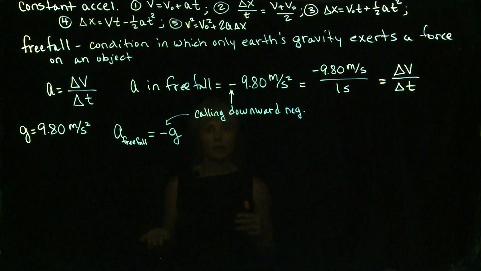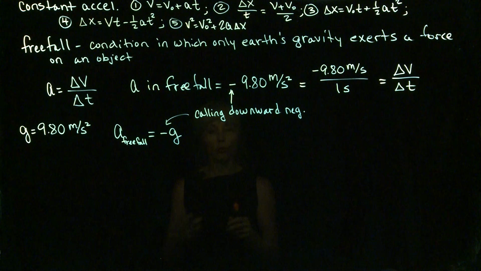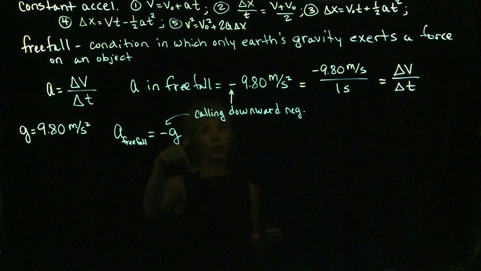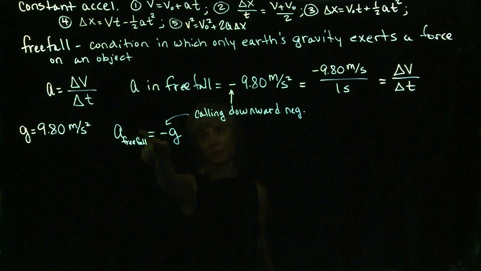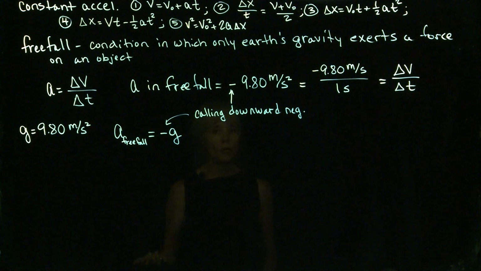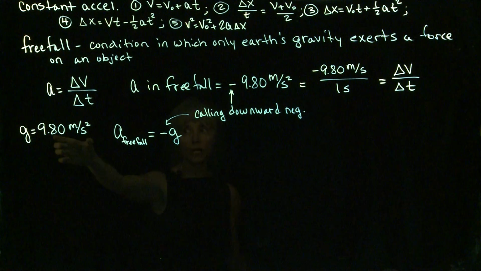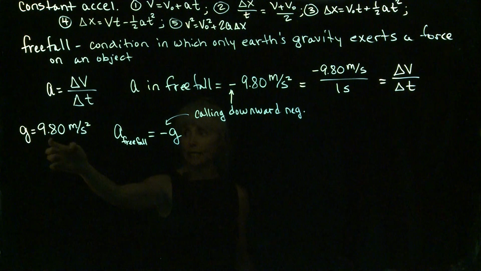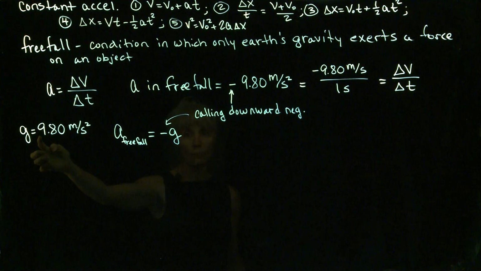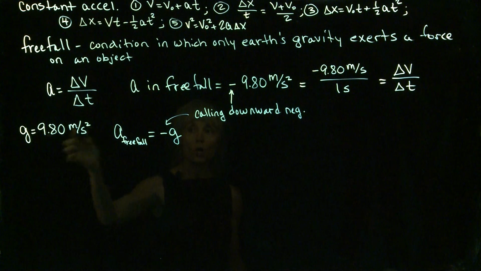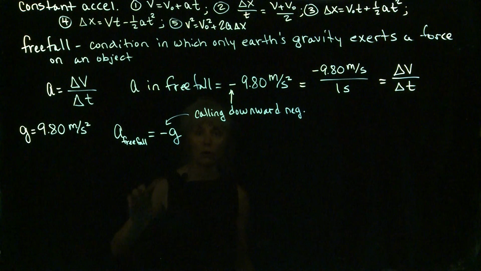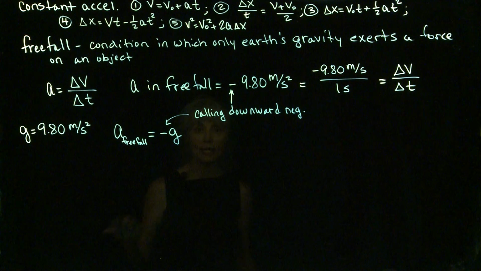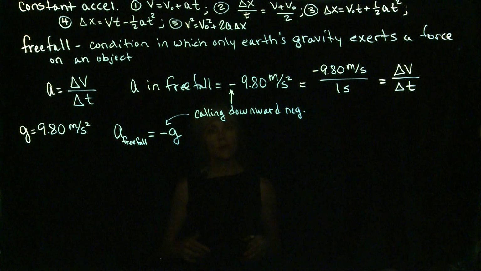Physicists that work with projectile motion, free fall, a lot, sometimes will call downward positive and upward negative. And in that case, then they would just be saying that the acceleration is g. So be careful. This negative sign comes from us calling downward negative. G is just some number. It never gets a negative. G is defined as a positive 9.80 meters per second squared. Whether we define the acceleration as positive or negative g depends on our coordinate system. But we're calling downward negative, and let's just stick with that for the rest of the class.